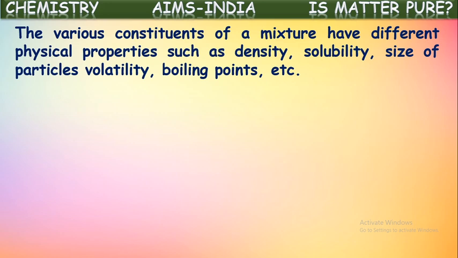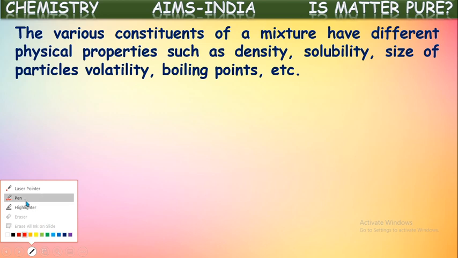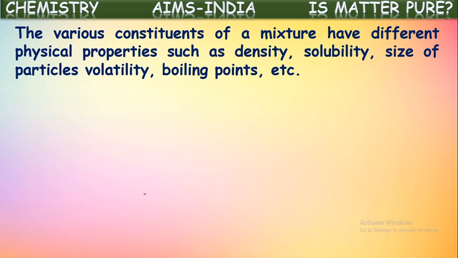The various constituents of a mixture have different physical properties such as density, solubility, particle size, volatility, boiling point, etc. So the constituents of a mixture may have these properties different from one to another. Based upon these properties, the components of a mixture can be separated by using different methods.